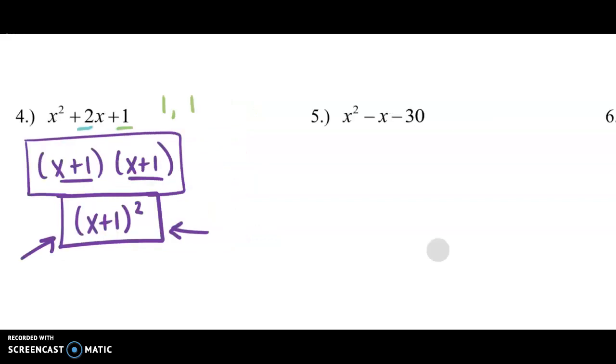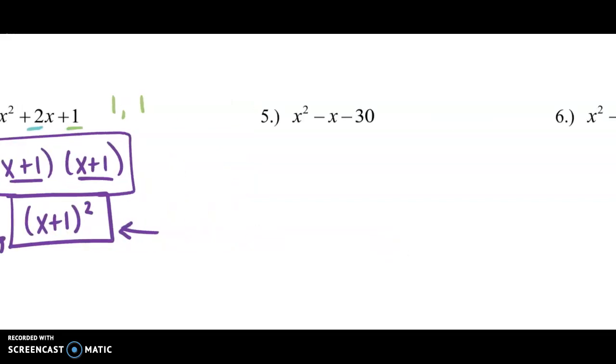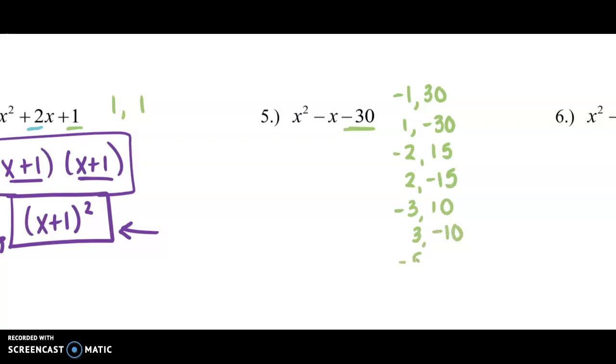Right, so that was an easier one. So let's go over here and look at number 5. So let's start thinking of what multiplies to negative 30. What are the factors? So I have negative 1 and 30. I have 1 and negative 30. I have negative 2 and 15. 2 and negative 15. Negative 3 and 10. 3 and negative 10. I have negative 5 and 6. And I have 5 and negative 6.